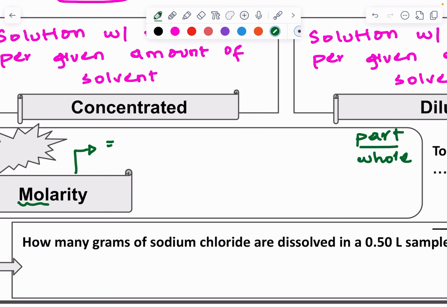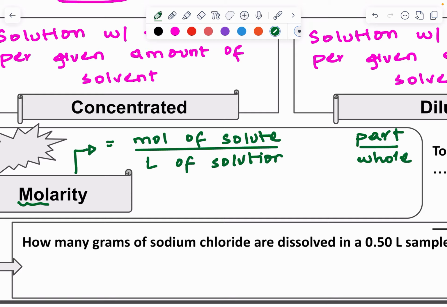The equation for molarity is we have the moles of solute at the top. And for the amount of the whole thing, which means the solution, we put that in liters. So very specifically, it's not milliliters, it's not centimeters cubed, or any other unit for volume. It has to be liters, very specifically.